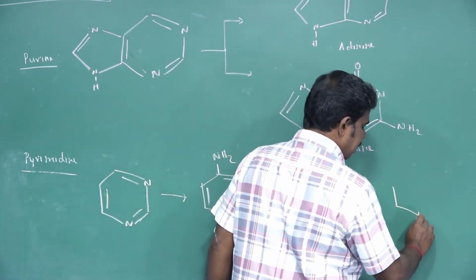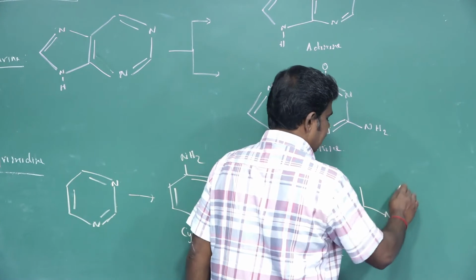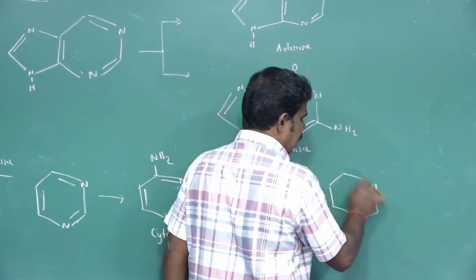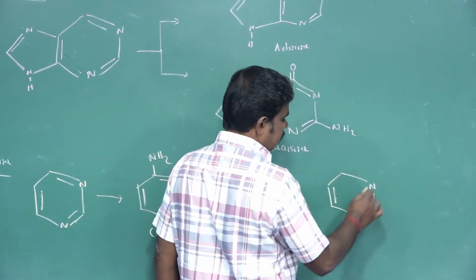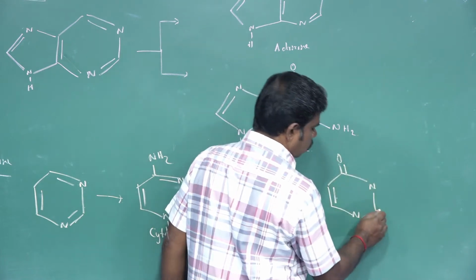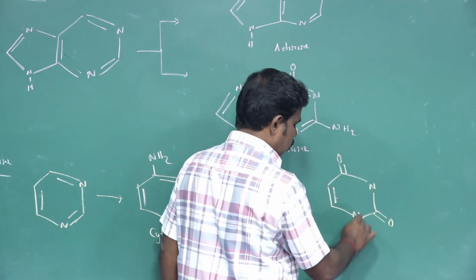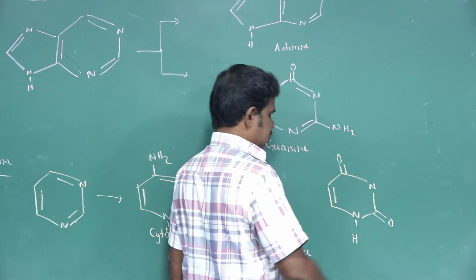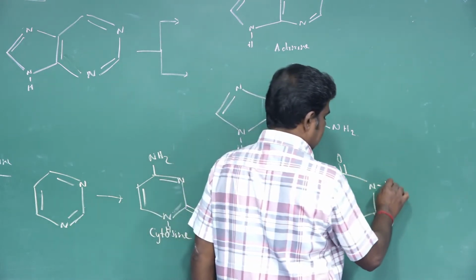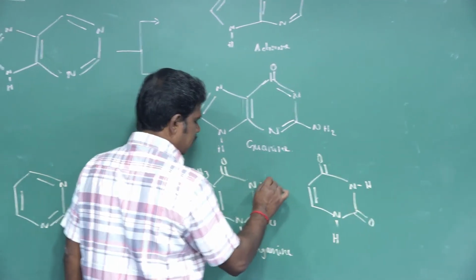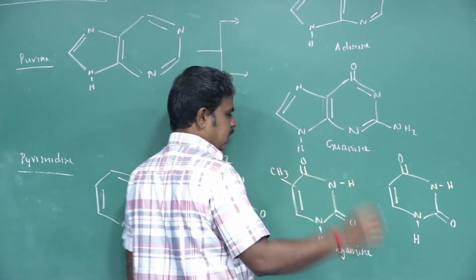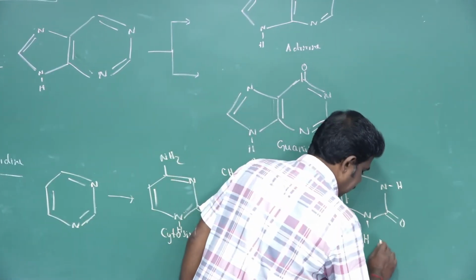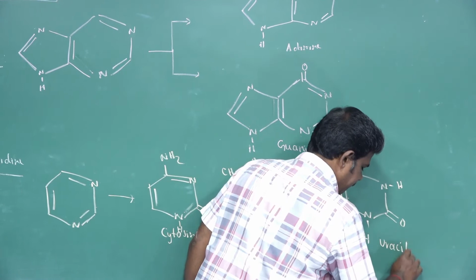And the next one is uracil. It has the same structure as thymine. Here nitrogen, and here the bond, and here double bond O, and here double bond O, and here NH, and here NH. So it is balanced. So it is uracil.